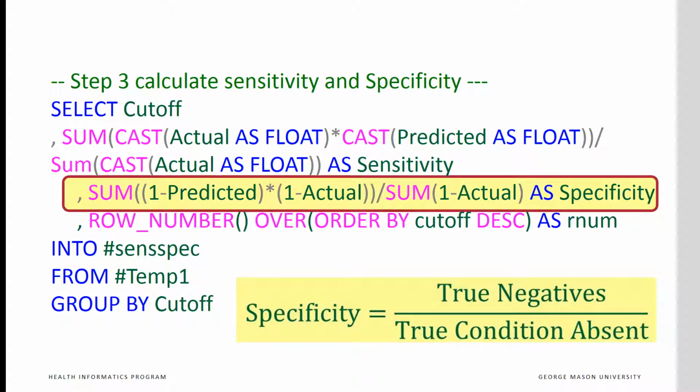The specificity is calculated as the ratio of true negatives to total numbers where the condition is absent. True negatives is calculated as the number of cases where neither predicted nor actual are 1. Operationally, this is calculated as the product of 1 minus predicted times 1 minus the actual. This product is only 1 when neither predicted nor actual are 1.